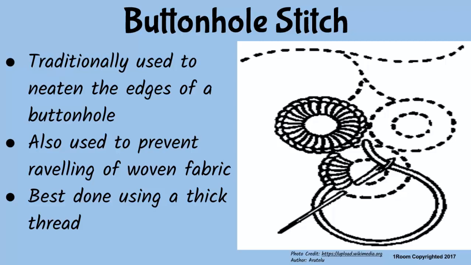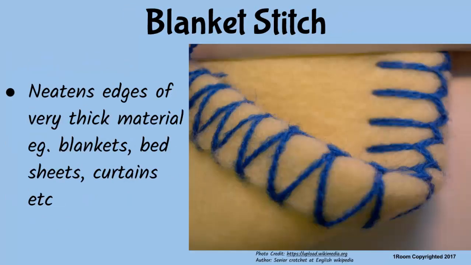We also have the blanket stitch. You are kidding, right? No, seriously, there is a blanket stitch. Okay, I am listening. Blanket stitch is used to neaten the edge of very thick material, e.g. blankets, bed covers, table covers, and so on. Oh, I see. Come to think of it, I have seen this stitch in my blanket. I just didn't know how it is done.